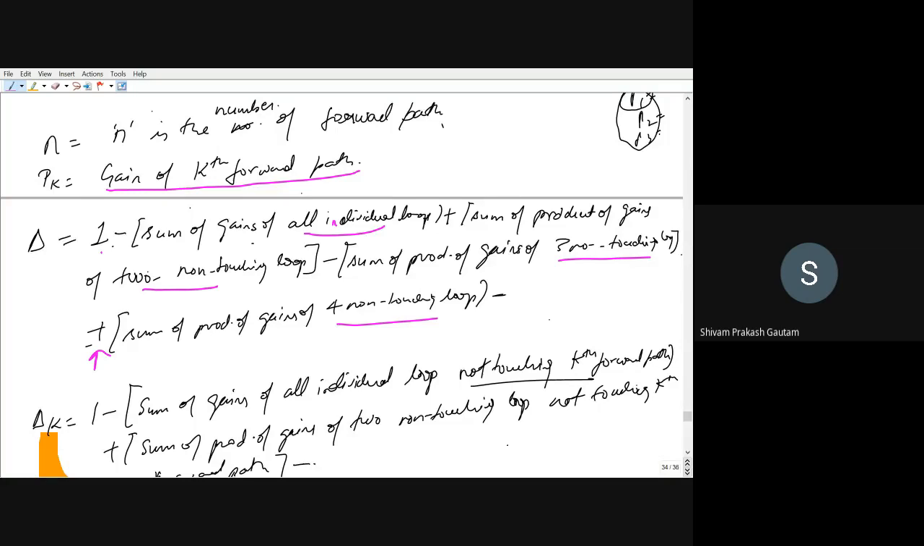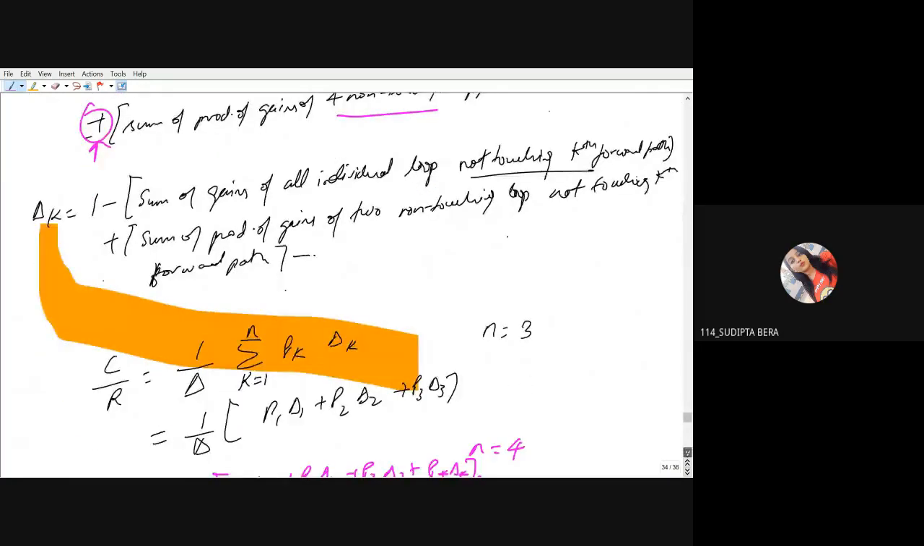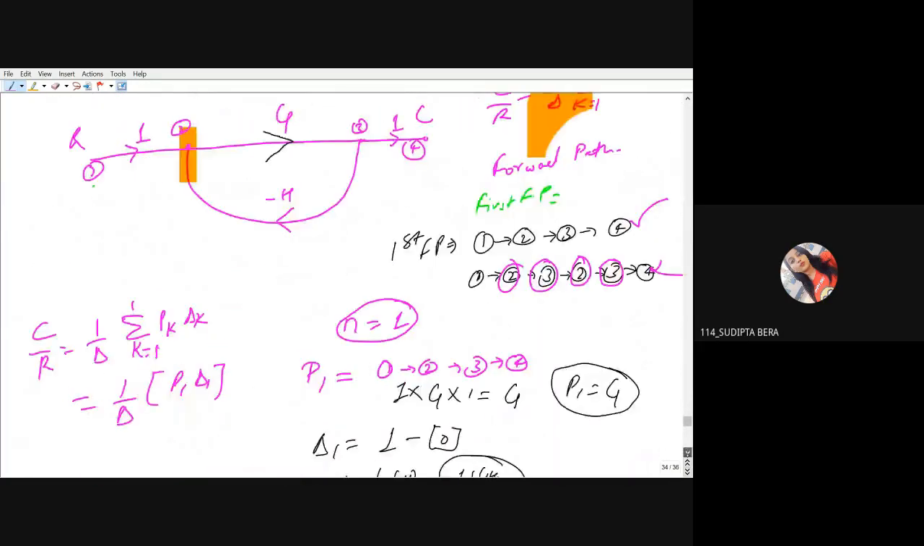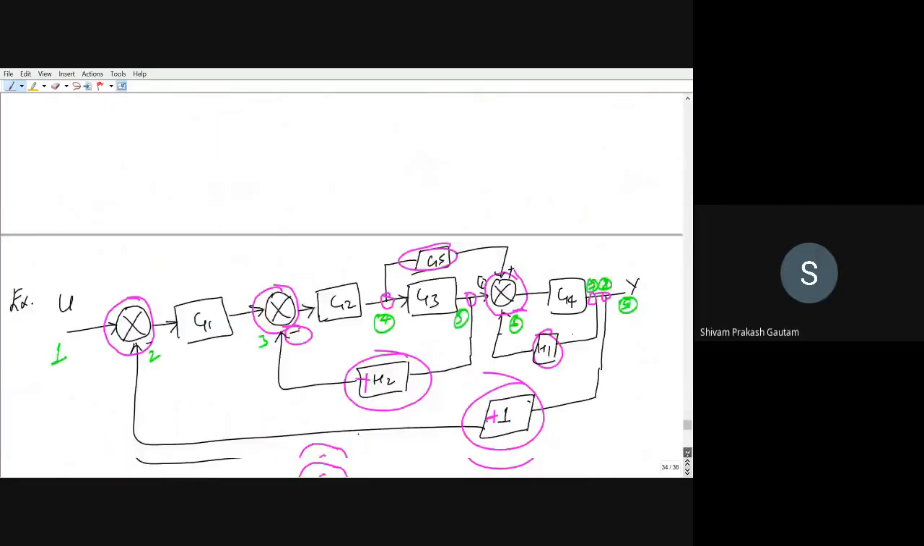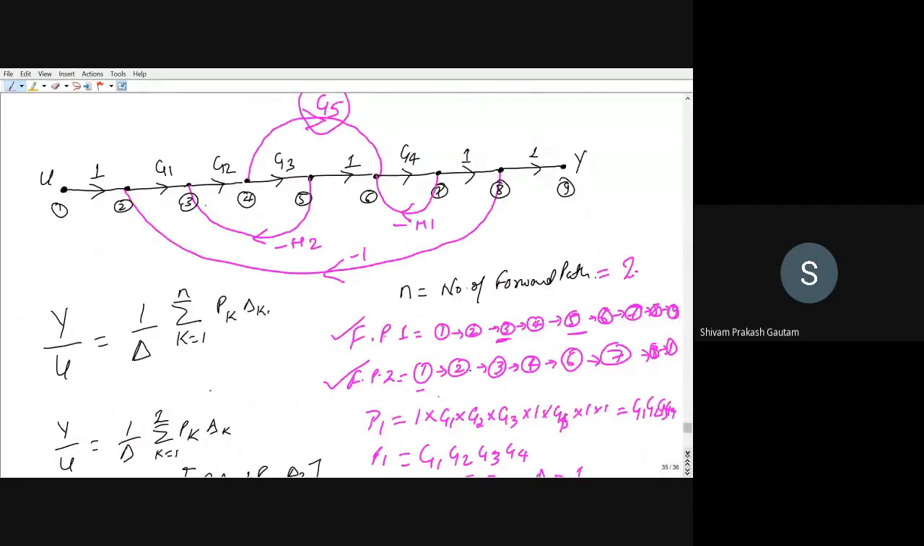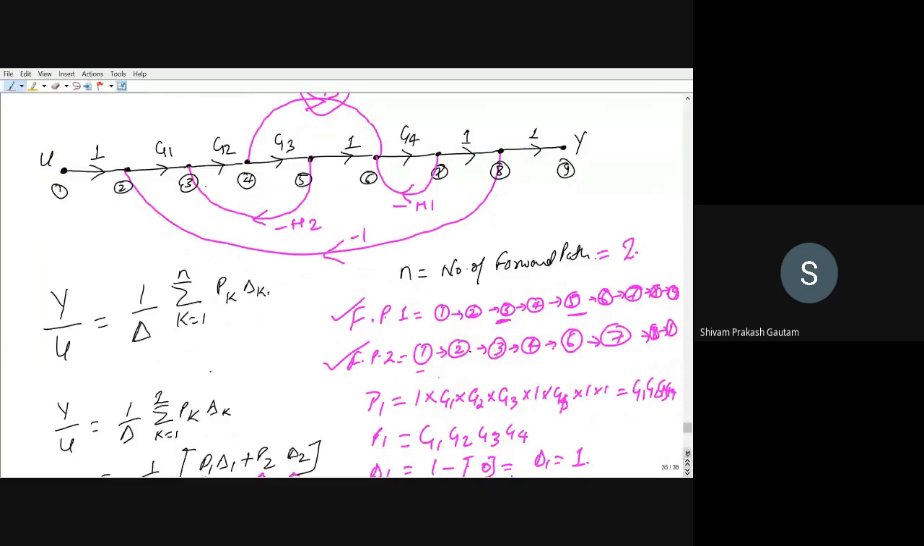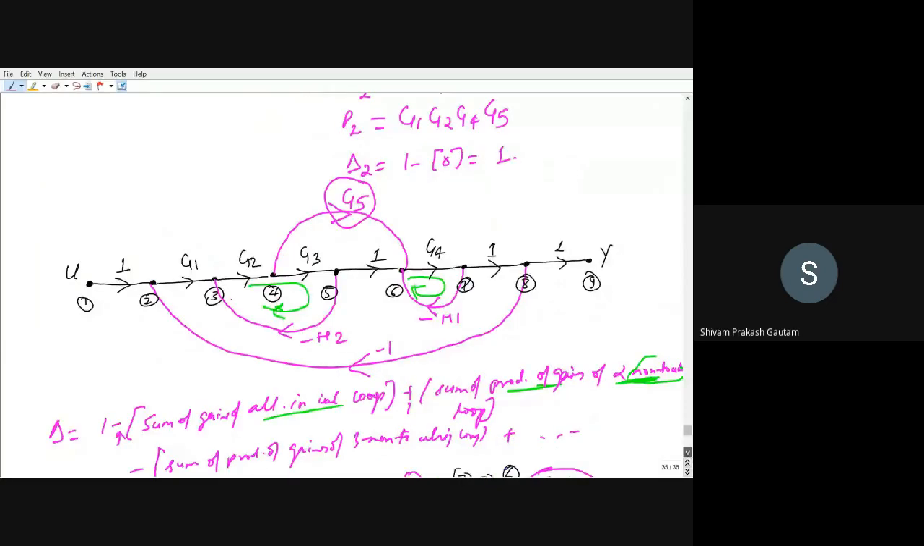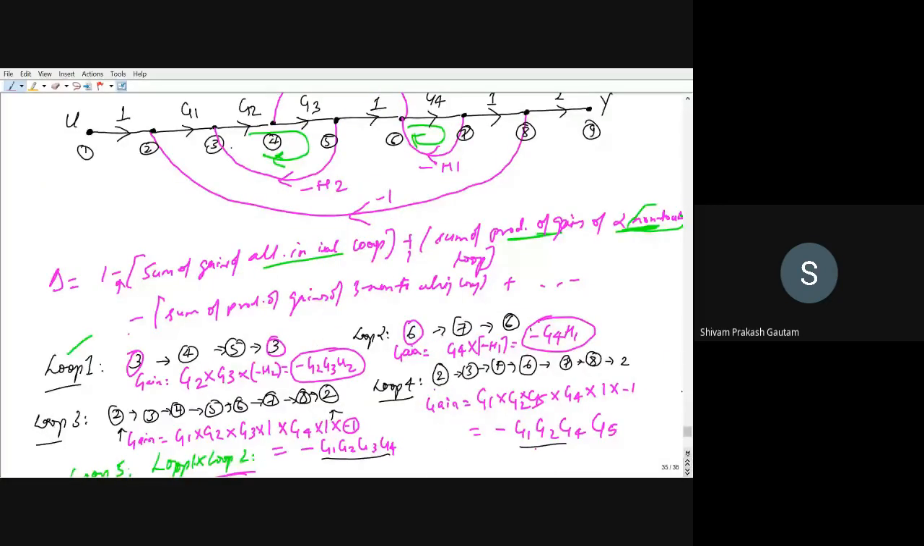The sign is very important. Just see, the first one we are having minus, then plus, then minus, then plus, and it will go on. So the first thing to calculate is the sum of gains of all individual loops. So how many individual loops are there? You can see loop 1, loop 2, loop 3, and loop 4. They are all individual loops.